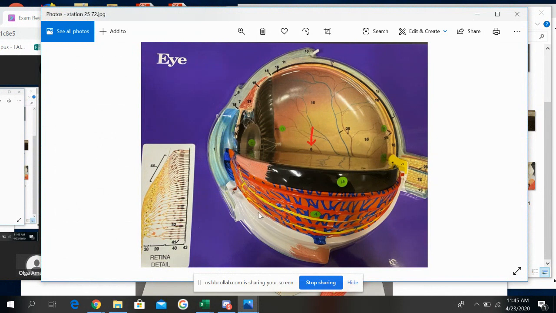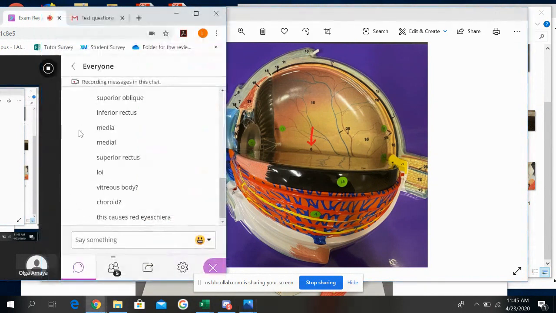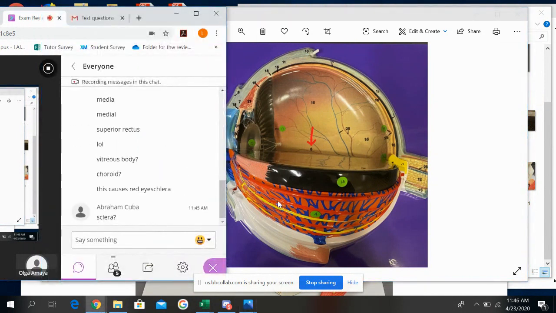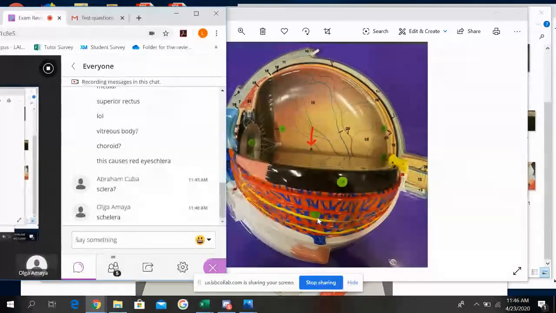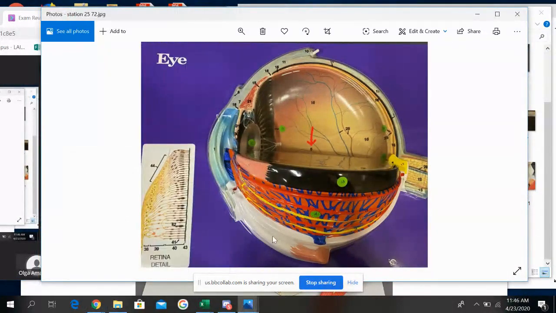And lastly, what about this white layer? What is that called? We see it every time we look at someone's eyes, when we speak to them, or if we're just staring at someone's eyes. It starts with an S. The sclera, very good, Abraham. Yes, the sclera. Okay, so from outermost to innermost, first we have the sclera, which is this white part right here. Then we have the choroid. And lastly, we have the retina.